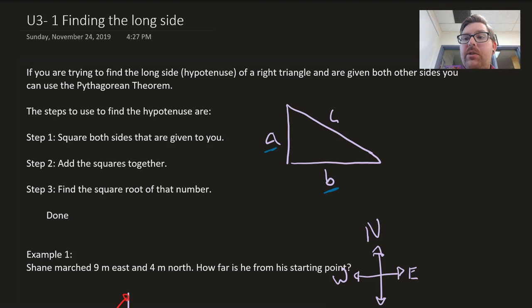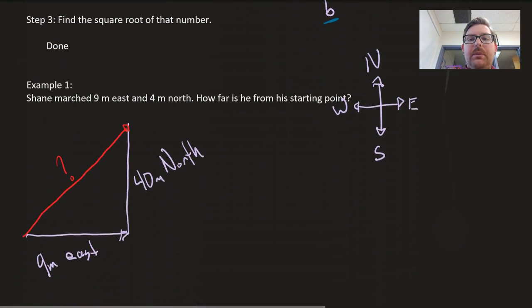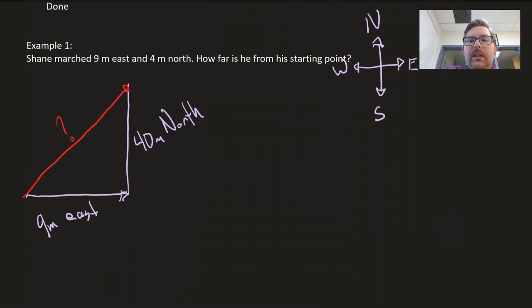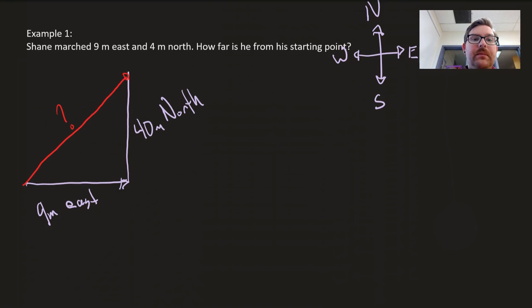So let's go ahead and do an example. Here we go. Example 1. Shane marched 9 meters east and 40 meters north. How far is he from his starting point? So I'm going to reread it again. 9 meters east, 40 meters north, and how far?